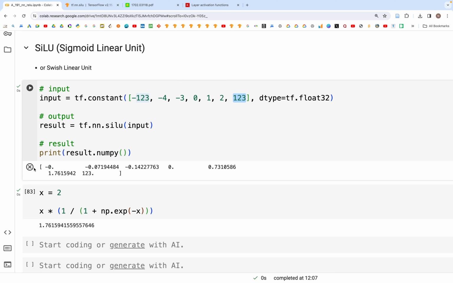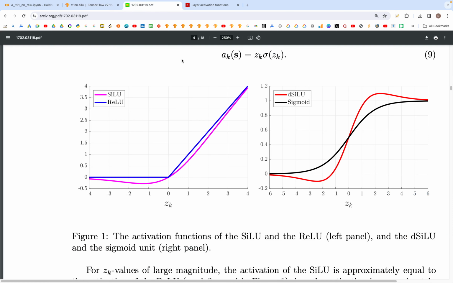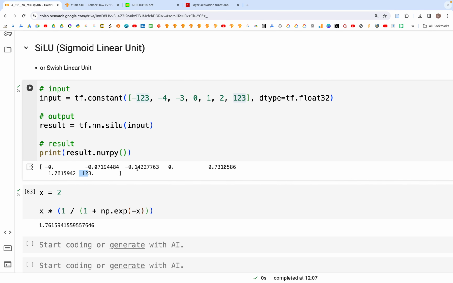values still exist there. But if the values are in the range that are closer to 0, as we can see right here, these values, let's say values up to 1, 2, and 3, then those tend to become a little smaller than what they are. For example, instead of 2, we have value of 1.76. Instead of 1, we have value of 0.73.